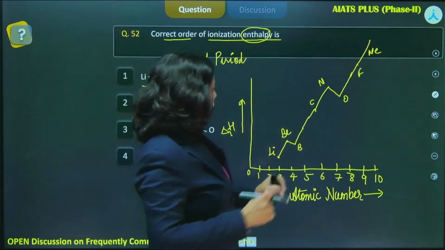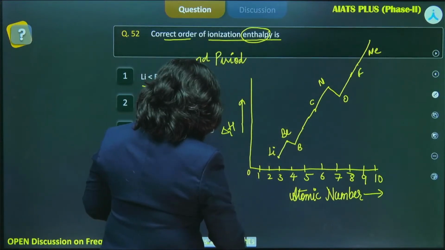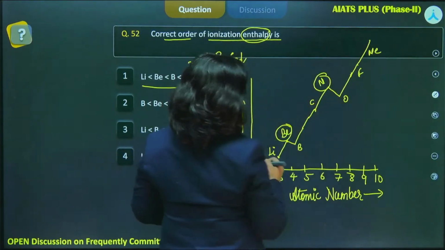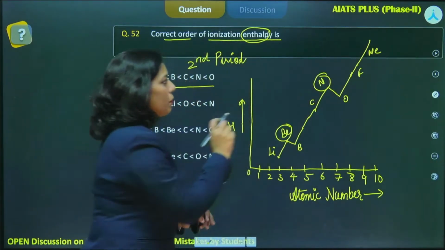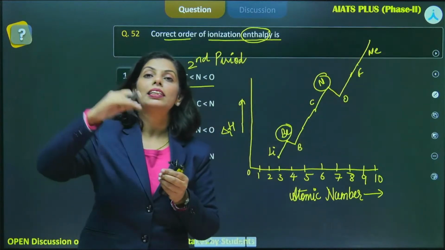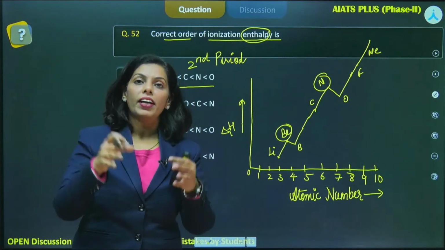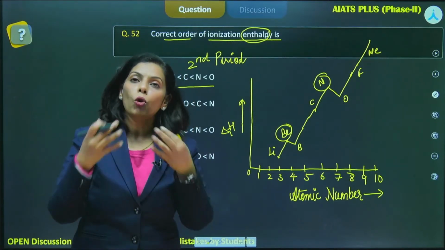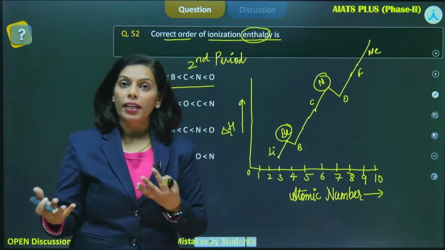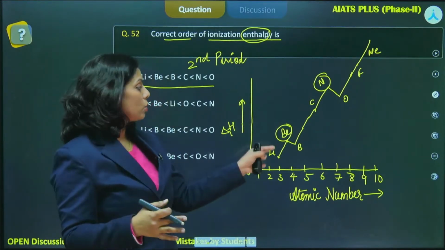So there are two differences we found, one for beryllium and one for nitrogen. If beryllium and nitrogen are not there, we are getting a straight line here, continuously increasing, right? Because the atomic size decreases, effective nuclear charge is increasing, so more ionization enthalpy you need to provide. More energy needs to be provided for the removal of an electron from the valence shell of this isolated gaseous atom.